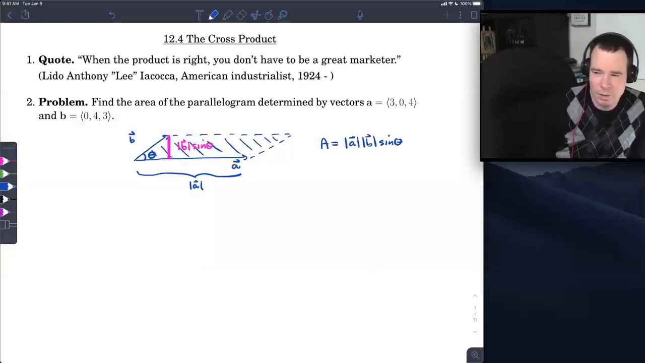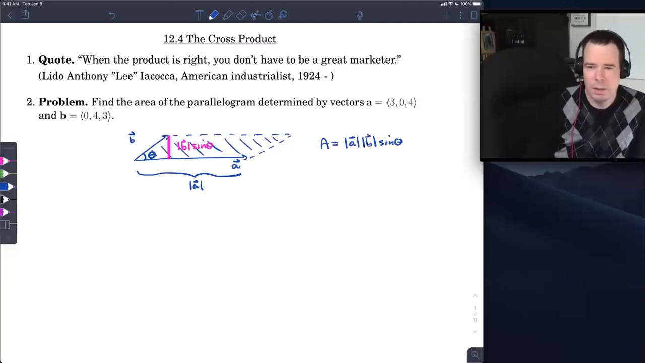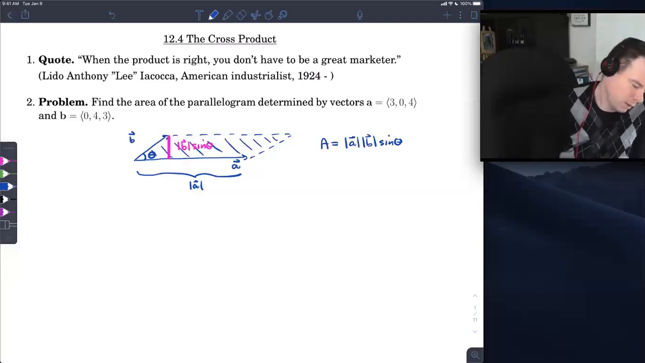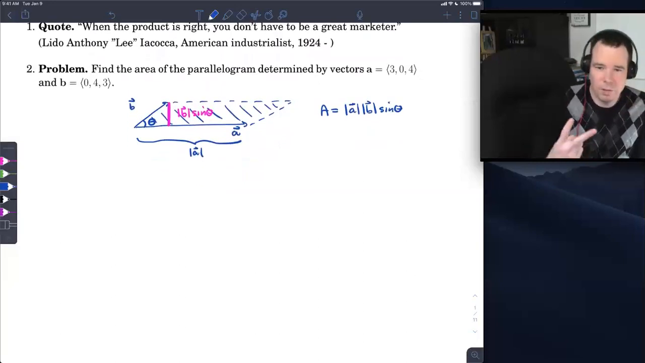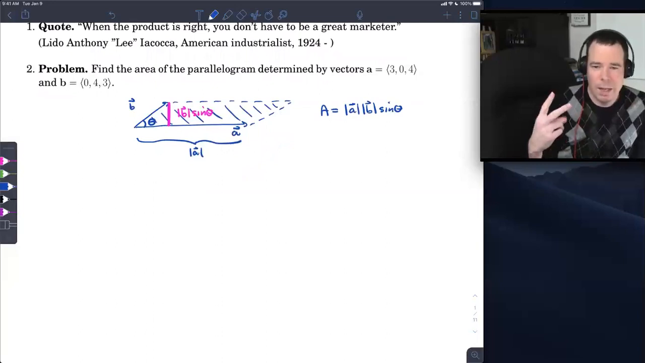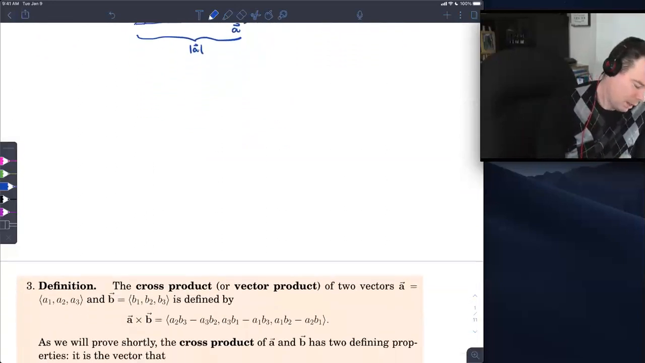This kind of looks like the formula for the dot product, except the sine is replacing the cosine of the angle. But it turns out that this quantity is actually related to another product, not the dot product, but what we call the cross product of two vectors. The cross product involves two vectors in the product, and a vector is the output, as opposed to the dot product, which produced a scalar.